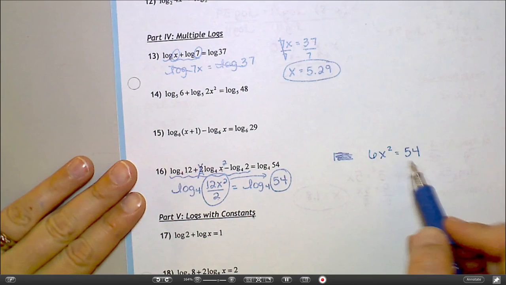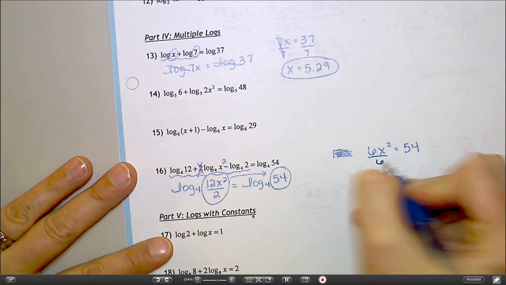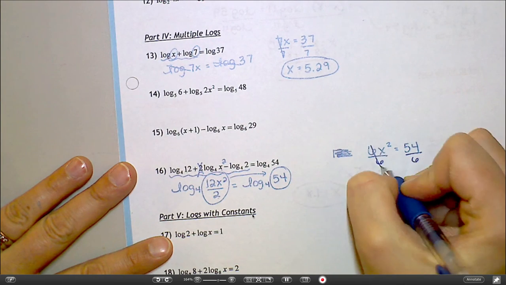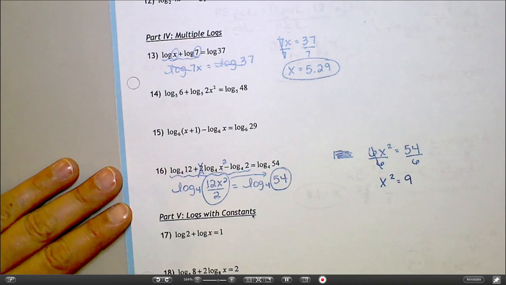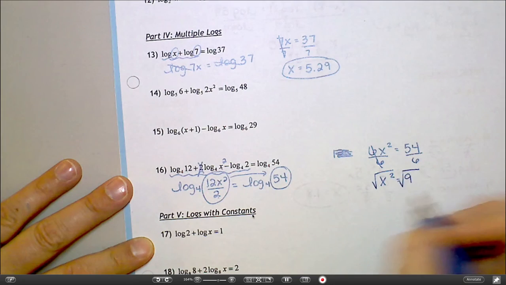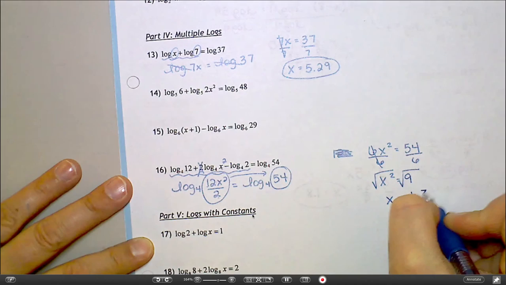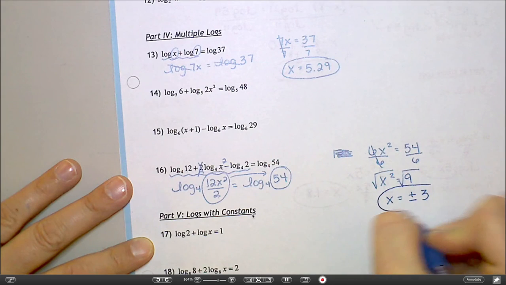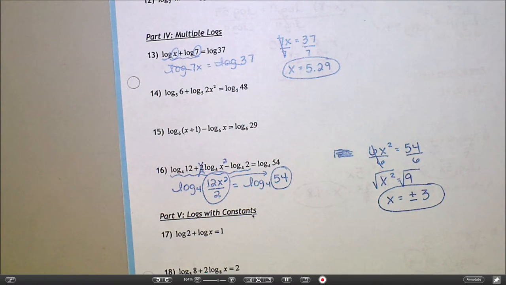Now how do I solve this thing? Divide by 6. So now I have x squared equals 9. Square root it. And then, of course, when you square root, you get how many answers? 2. Yep, so this should be plus or minus 3 as your answer. Okay. Does that make sense?